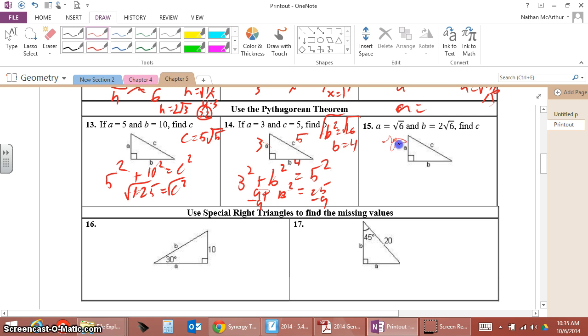So for a, I have the square root of 6. B is 2 root 6. And I'm going to do root 6 squared plus 2 root 6 squared. The whole thing is equal to c squared. This gets me 6 plus 4 times 6 is equal to c squared. This gets me 6 plus 24. That's basically 30 equals c squared. Square root both sides. C equals root 30. Now this can split. I'm going to let you do that on your own.